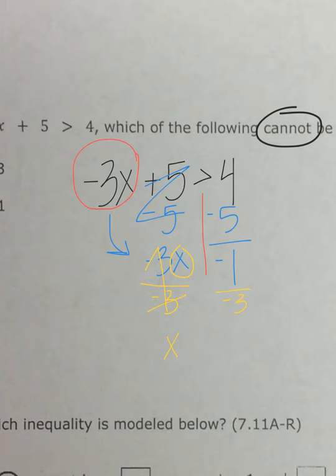Remember, when we divide by a negative, what do we have to do with that inequality symbol, y'all? We have to flip it. So it needs to go the other direction. We need to flip that around because we divided by a negative. And then negative 1 divided by negative 3, you can actually divide that, or you can just leave it as a fraction. And when we divide a negative by a negative, it becomes a positive 1/3. So x must be less than 1/3.